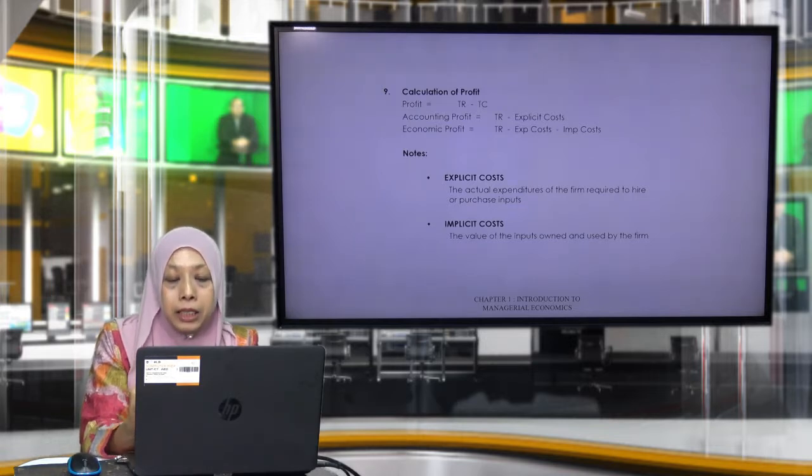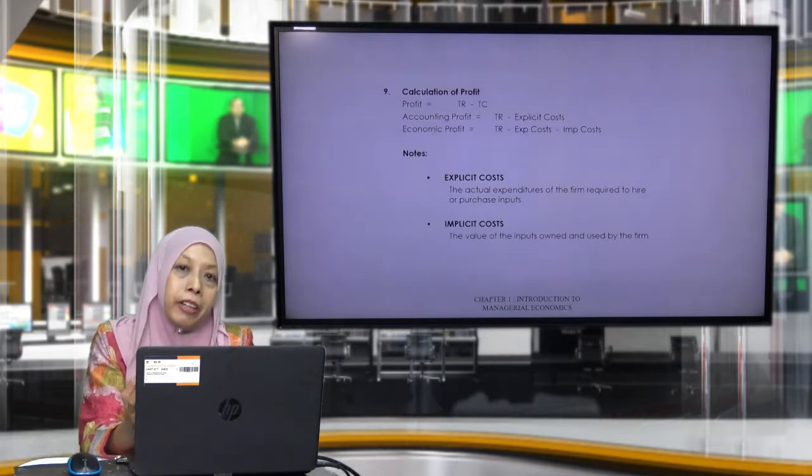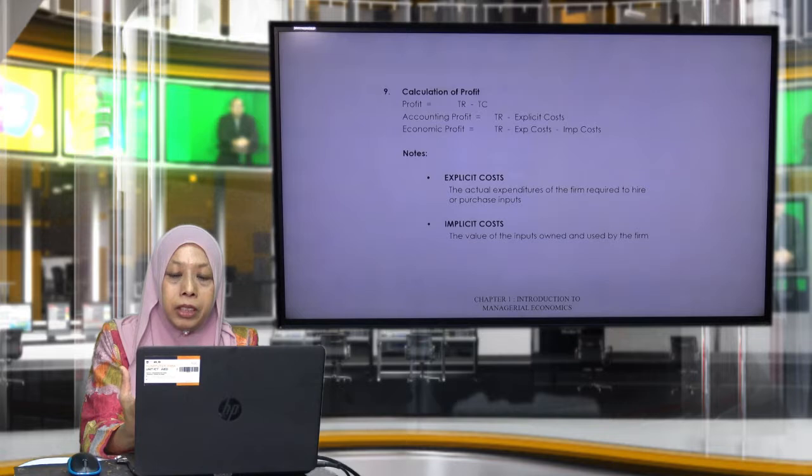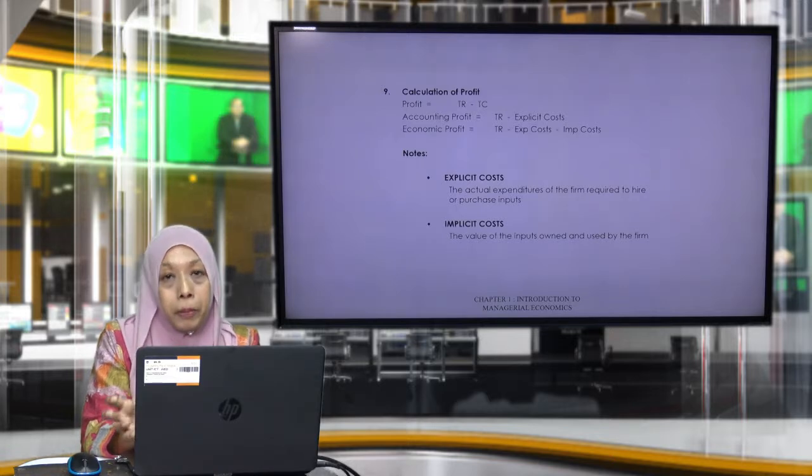Now, implicit cost is the cost of using your own resources in the production process. It doesn't involve any cash payment. An example of implicit cost would be the cost of using your own shop lots, or the cost of using your own utensils or your own machineries in the production process. So it doesn't involve any cash payment. To measure it, you are going to use the concept of opportunity cost.